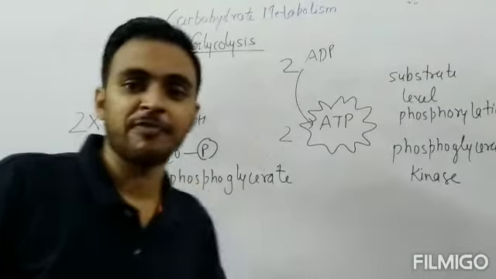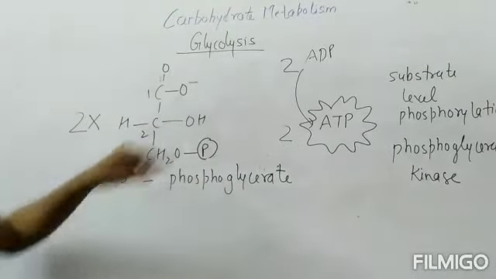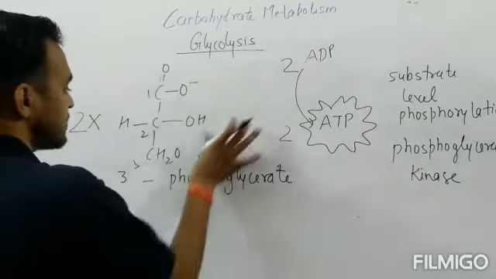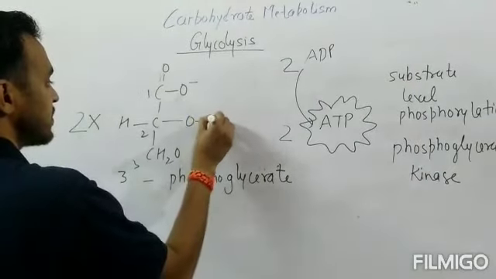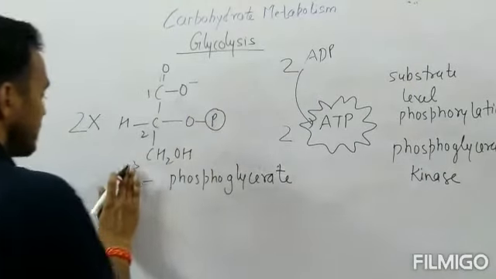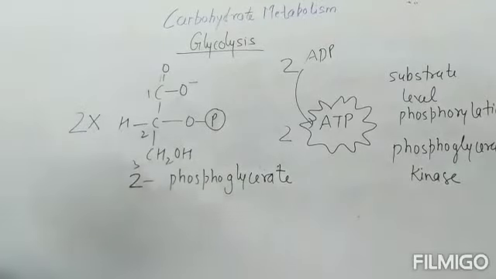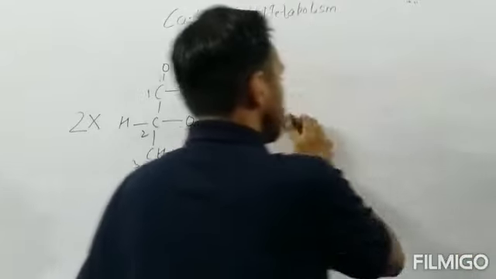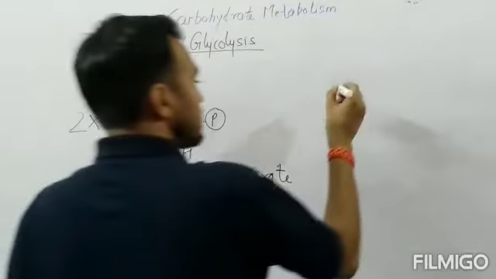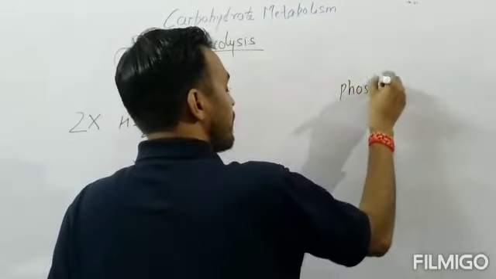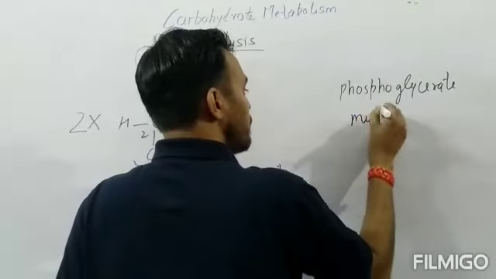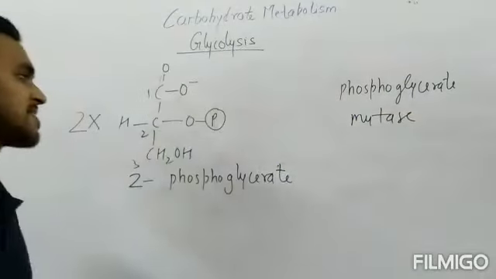Now there is jumping of the phosphate group from the third carbon to the second. What will happen? 2-phosphoglycerate will form and the name of the enzyme will be phosphoglycerate mutase. This is a type of isomerization.